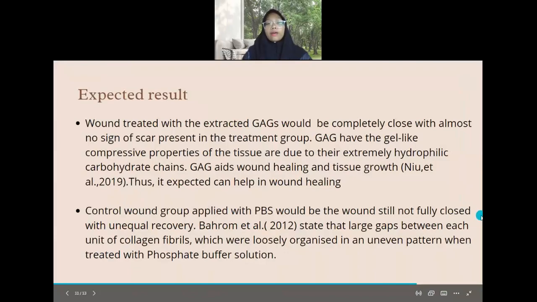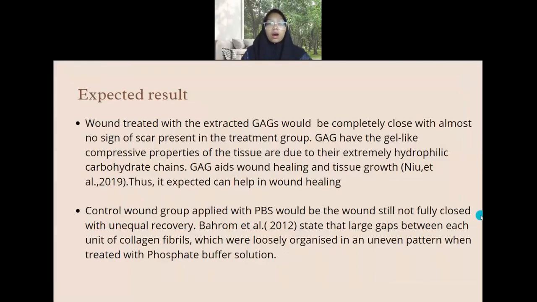So what I expect from the experiment is that the wound treated with the extracted GAG would be completely closed with almost no sign of scar in the treatment group. GAGs have the gel-like compressive property of the tissue due to their extremely hydrophilic carbohydrate chains. So GAG will aid wound healing and tissue growth. Thus, it is expected that it can help in wound healing.